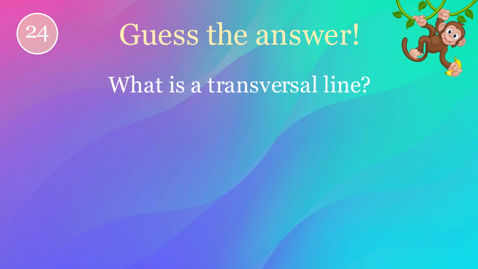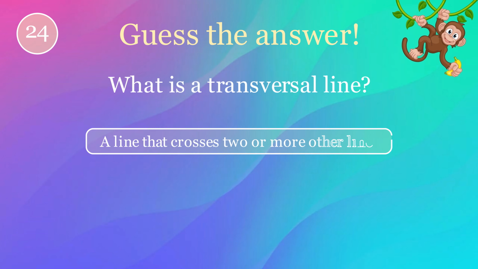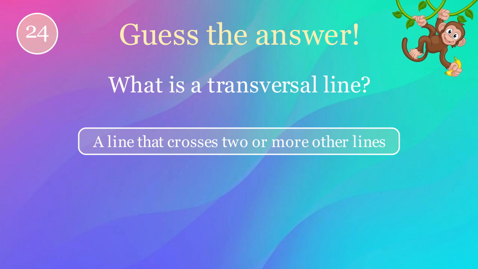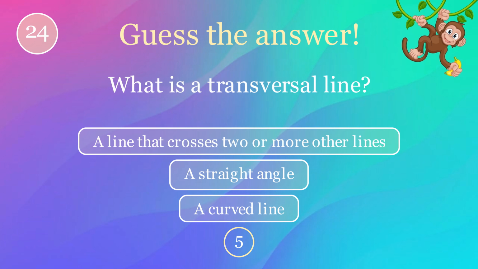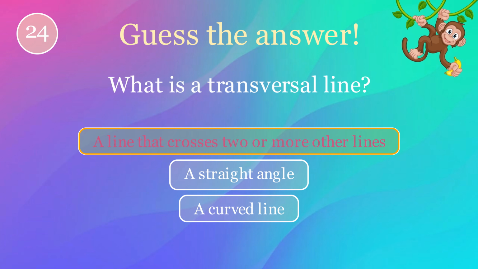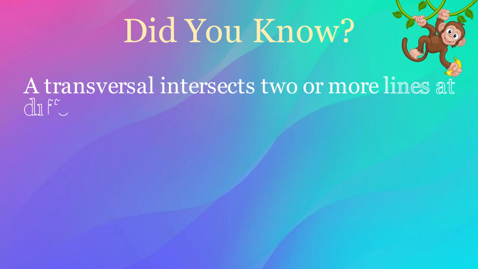What is a transversal line? A line that crosses two or more other lines. A straight angle. A curved line. The correct answer is a line that crosses two or more other lines. Here's an interesting fact. A transversal intersects two or more lines at different points.